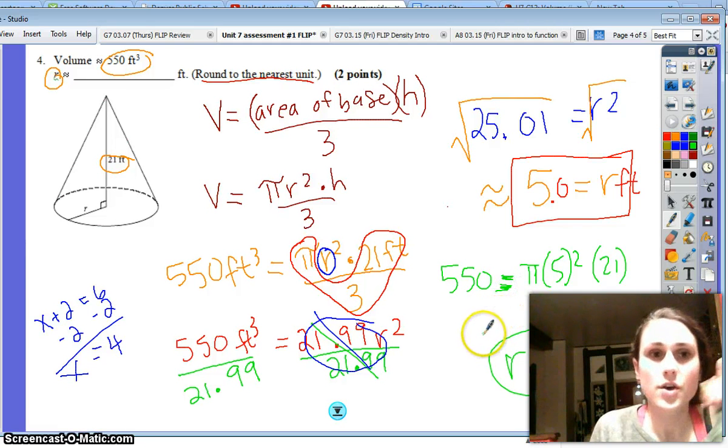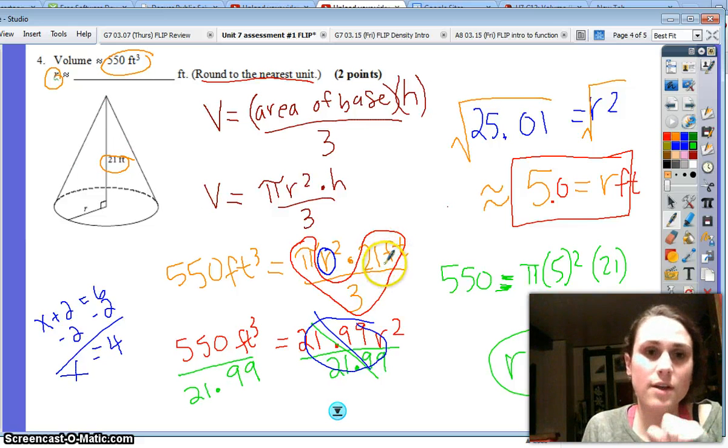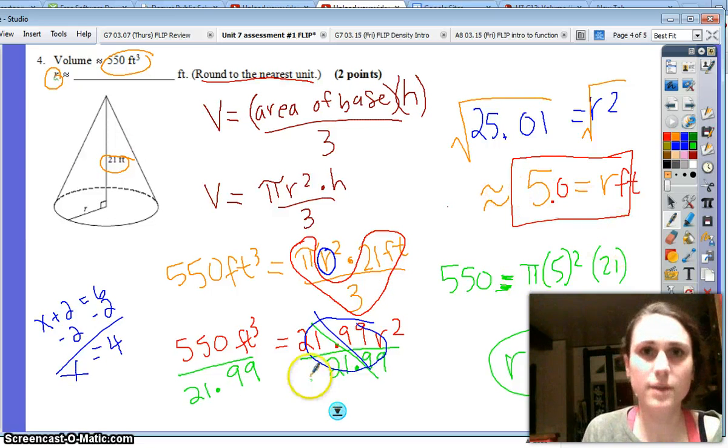This is the first way to do this problem. I'm going to upload another video that shows a second way that you could manipulate this algebraically.